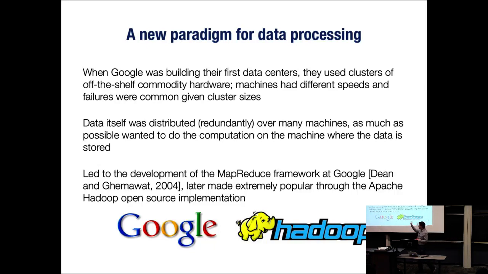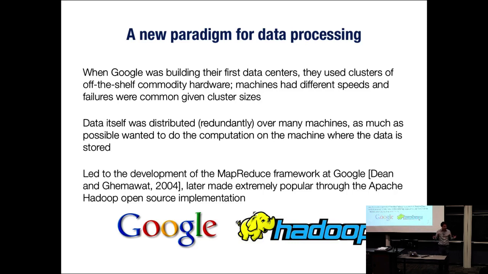And they developed it at Google, and it was, of course, later made very popular by the Apache Hadoop framework, which, if you've heard of MapReduce, is probably at this point almost synonymous with Hadoop. Hadoop is essentially an open source implementation of MapReduce. It was started at Yahoo at the time, but it quickly became an open source project run by Apache. And right now it's, as I said, synonymous with MapReduce.